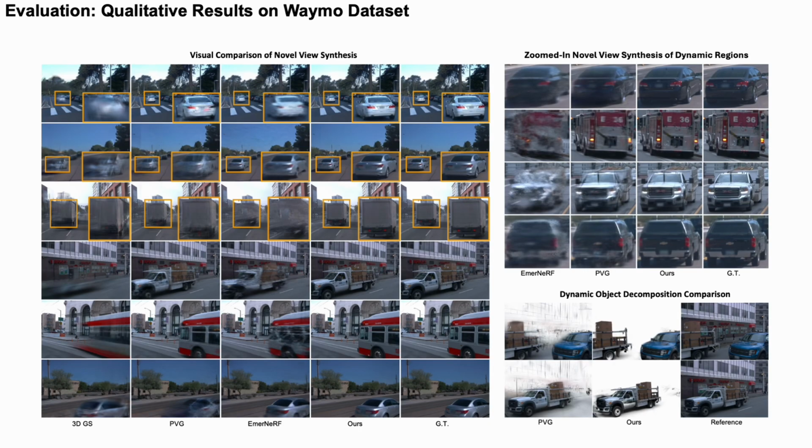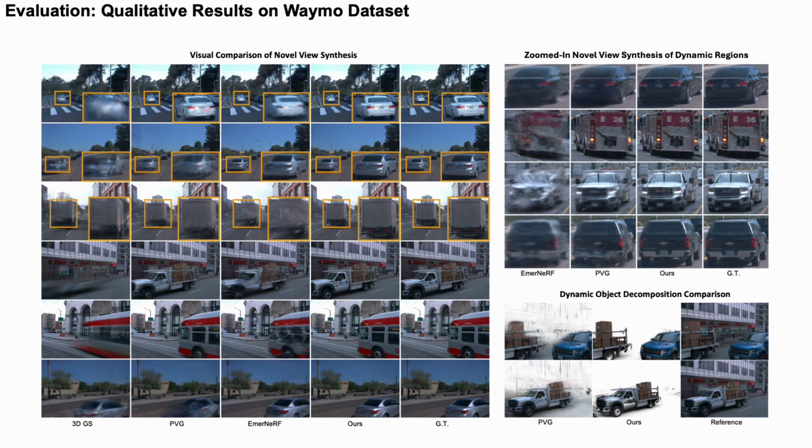We present the visual comparison with baselines of novel view synthesis on the Waymo dataset, including zoom-ins of dynamic regions. Unlike baselines that suffer from ghosting and blur, our method preserves high-quality details. Additionally, we demonstrate our method's ability to decompose dynamic objects. Compared to the baseline, our approach more clearly separates dynamic elements from the static scene, highlighting its effectiveness in motion-aware scene understanding.